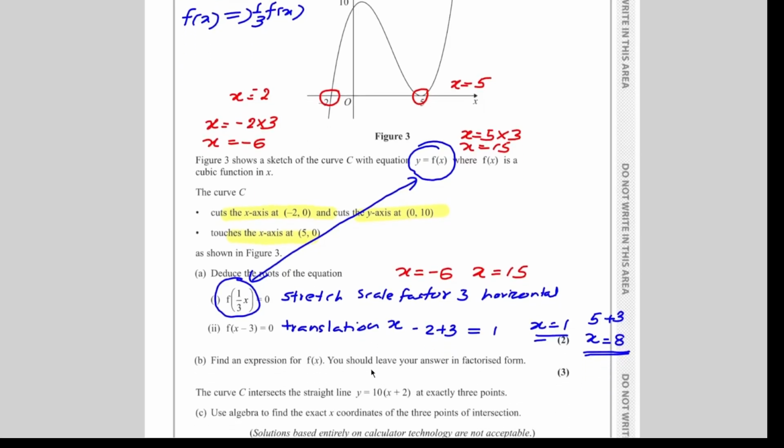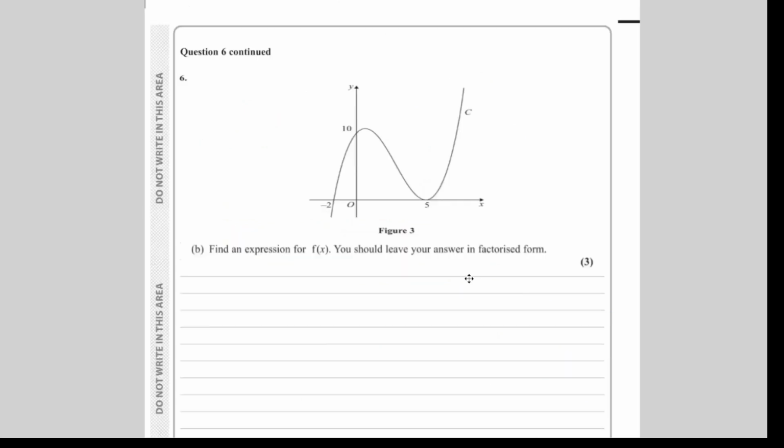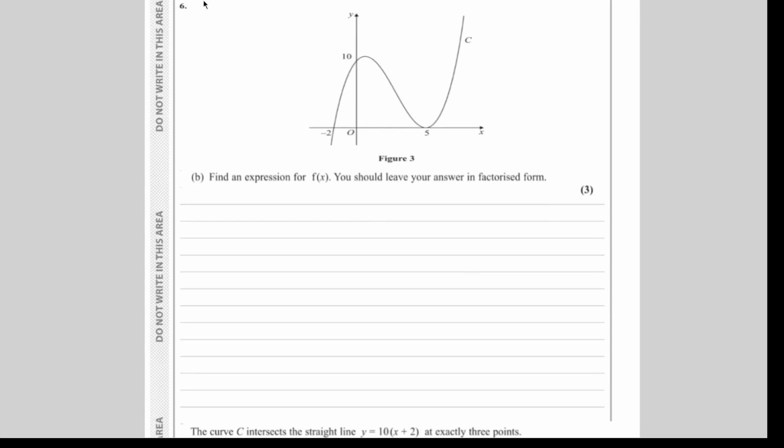Next one, part B. So how do we do part B? Find an expression for f of x. So this is f of x, our original curve, which is a cubic curve where it cuts the x-axis at minus 2 and touches the x-axis at x equals 5. Find an expression for f of x. You should leave your answer in factorized form.